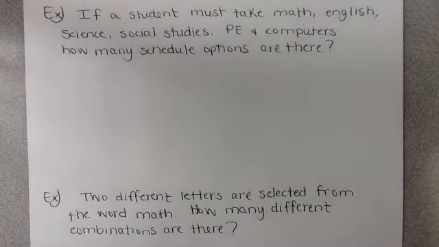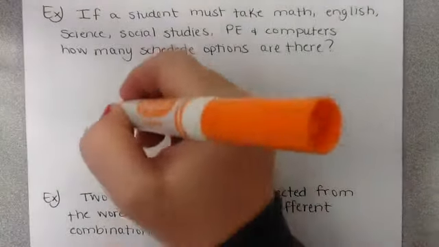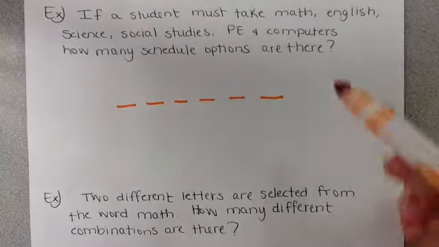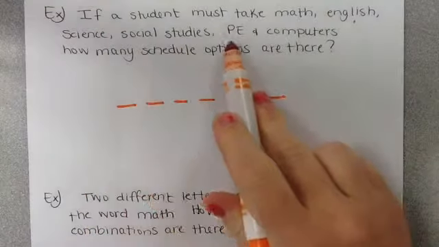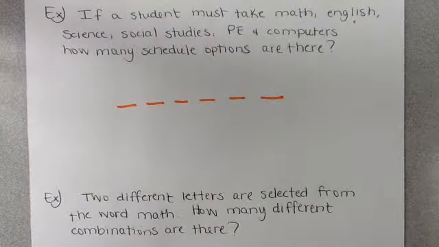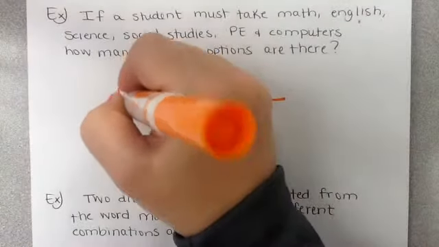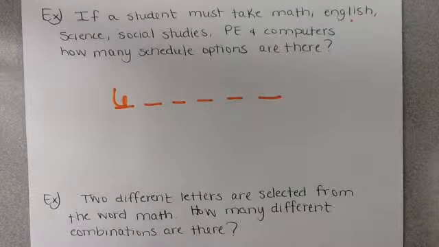If a student must take math, English, science, social studies, PE, and computers, how many schedule options are there? So how many classes must we fill? 6 classes. Okay, 1, 2, 3, 4, 5, 6. So you start the day, how many options do you have? 6 options. Finish this one on your own. Find out how many schedule options there are.